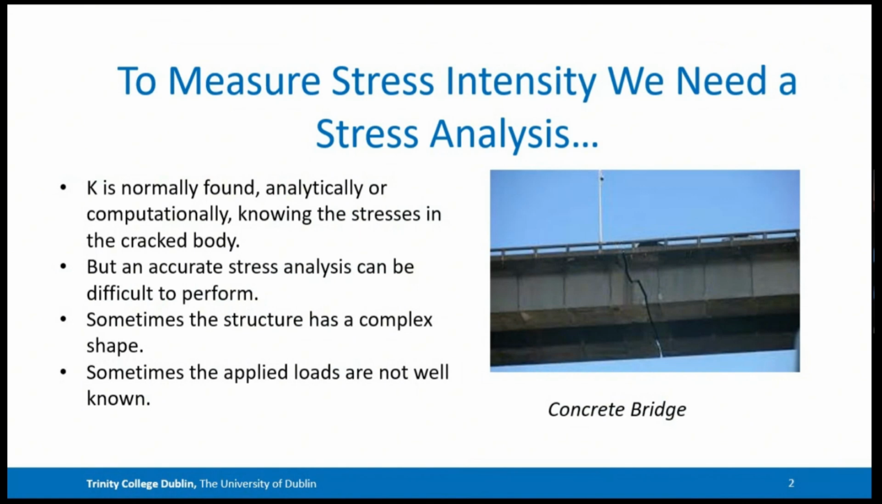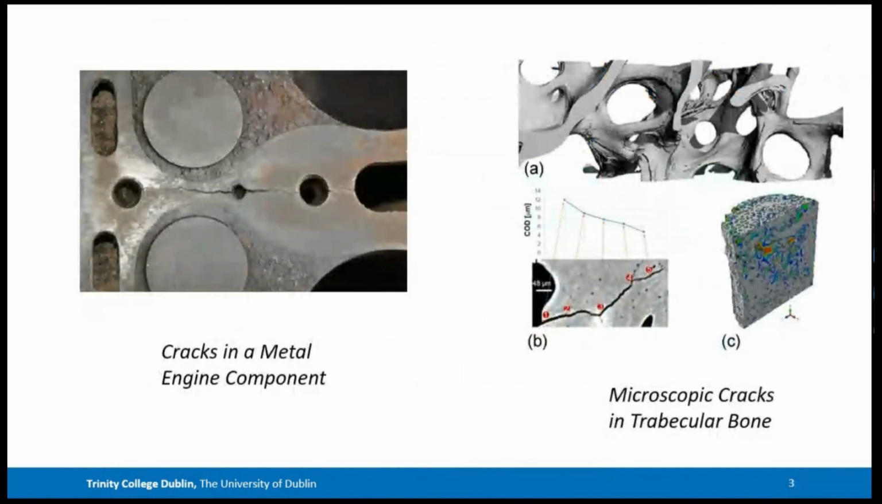So, for example, this concrete bridge, this complex metal component on the left, or the particular problem which we are looking at in this program, which is a trabecular bone. That's the spongy bone that you find on the inside of your bones. It's a very complex structure. Yes, you can make a finite element model of it, but it's a huge model with a lot of assumptions.